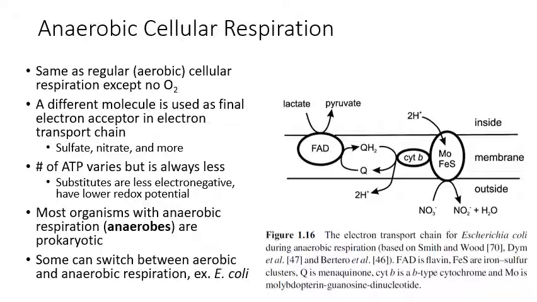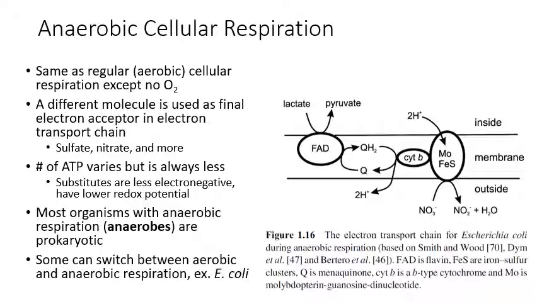In anaerobic cellular respiration, it's basically the same as regular or aerobic cellular respiration. The main difference is you're not using oxygen. Oxygen only comes into play at the very end in oxidative phosphorylation. It's used by the electron transport chain as the final electron acceptor. In anaerobic cellular respiration, you're basically going to use something else as the final electron acceptor instead of oxygen. There's a bunch of different things that could be used by different organisms. Some of the more common substitutes would be sulfate or nitrate, but there's also plenty of others.